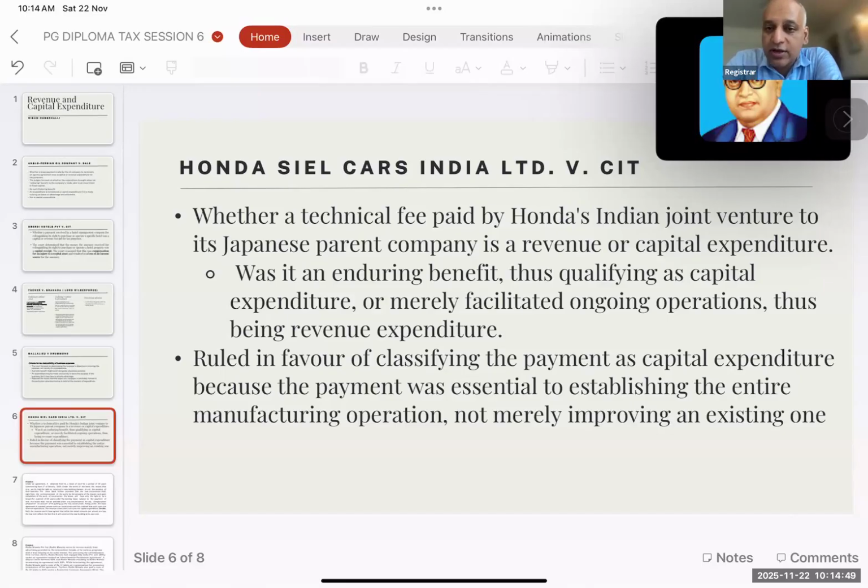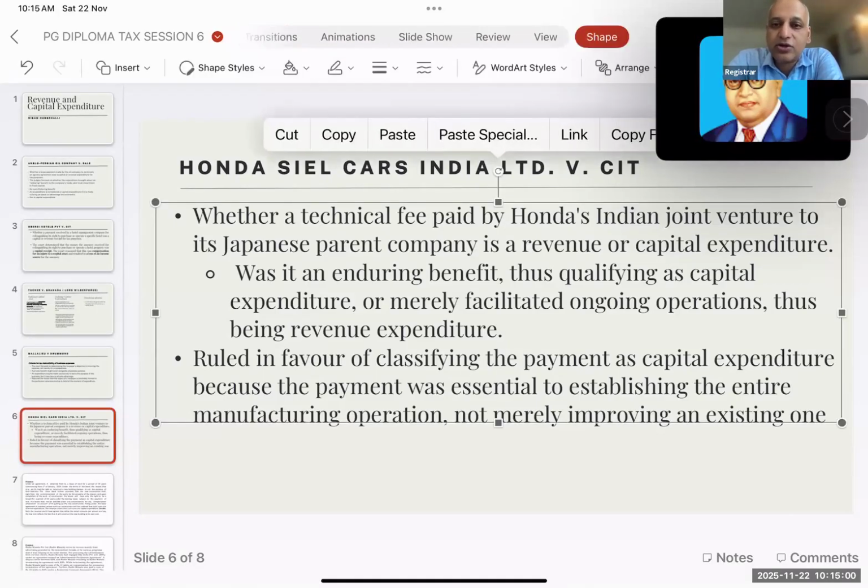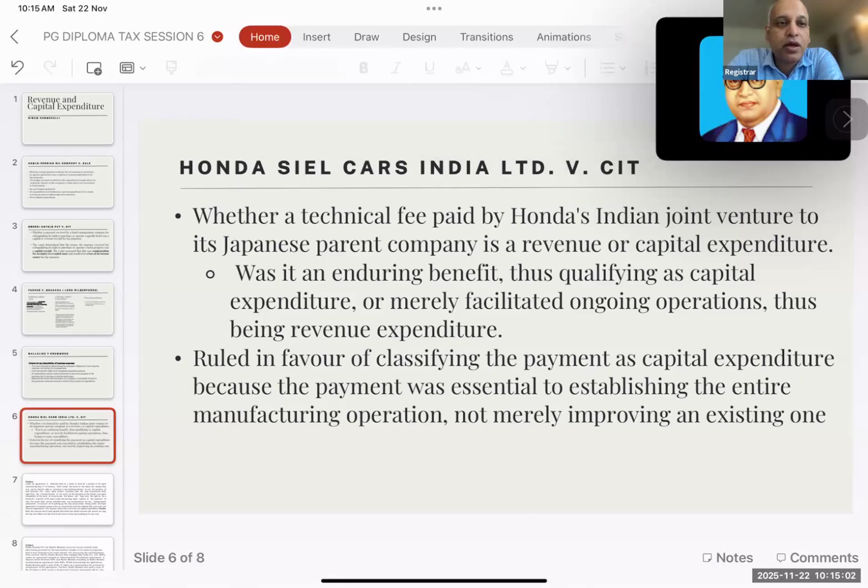Let's start with Honda Seal. This class exercise is not about the decision. We know the decision already. We know that it was considered as capital expenditure. I want to know the reasons behind it, and I want to know the detailed reasons behind it. All right. So I'll come back at 10:30, and you must then tell me what the reasons were. Everybody got that?